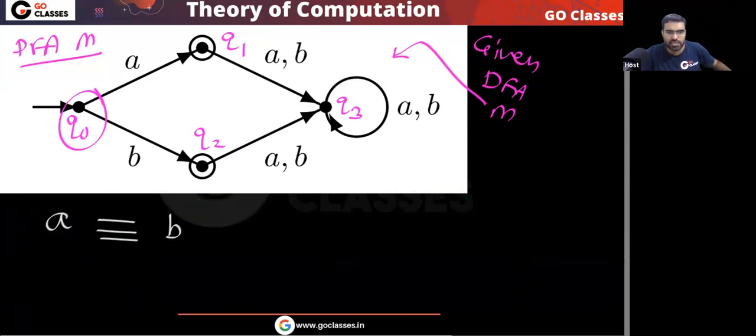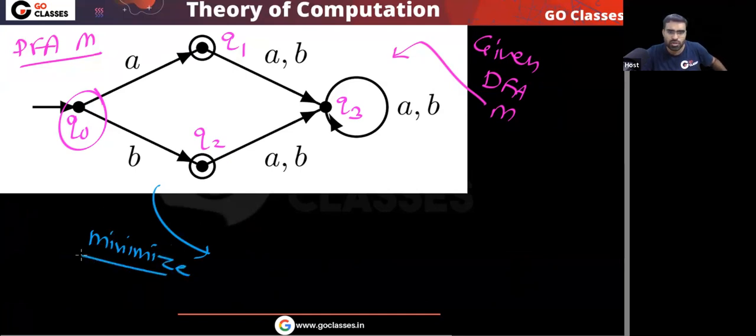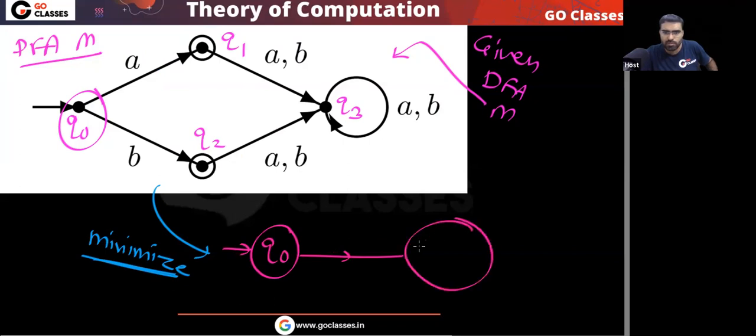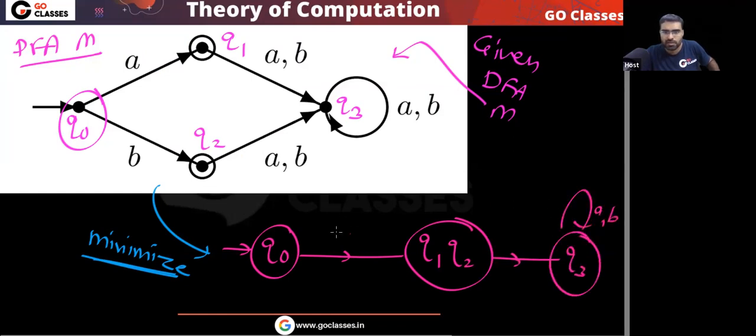Let's assume I minimize this DFA, then A and B will become equivalent, yes or no? If you minimize, you can easily notice that you can merge these two states, Q1 and Q2. So if you minimize, you will get this DFA. Finally, this is the DFA you will get. Now you tell me.